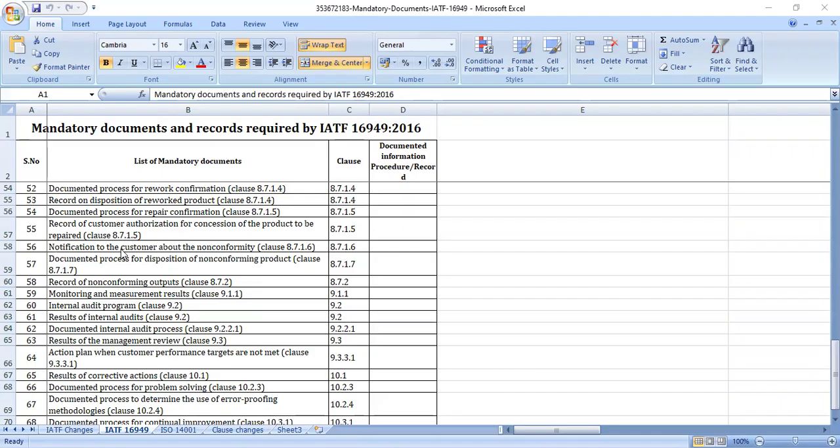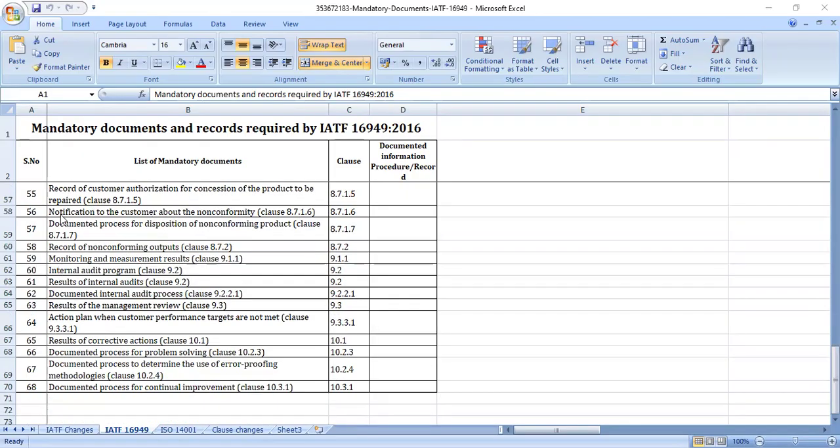Clause 8.7.1.5. 56. Notification to the customer about the non-conformity. Subclause 8.7.1.6. 57. Documented process for disposition of non-conforming product. Subclause 8.7.1.7. 58. Record of non-conforming outputs. Subclause 8.7.2. 59. Monitoring and measurement results. Subclause 9.1.1. 60. Internal audit program. Subclause 9.2.